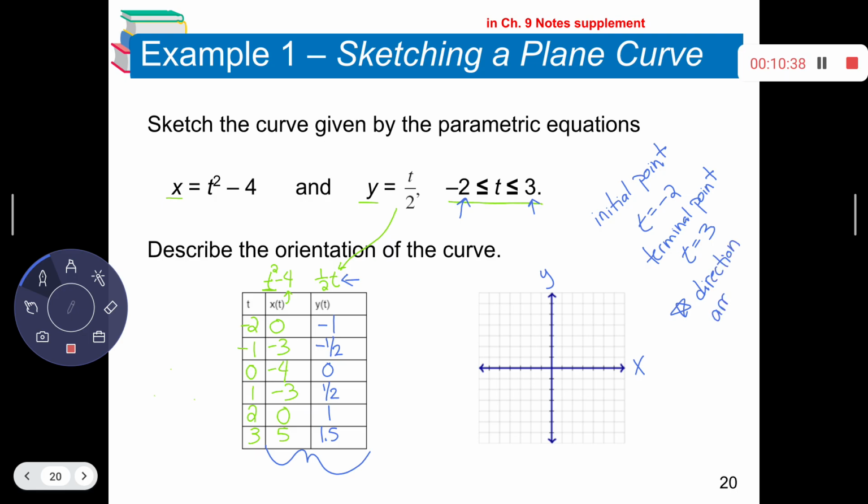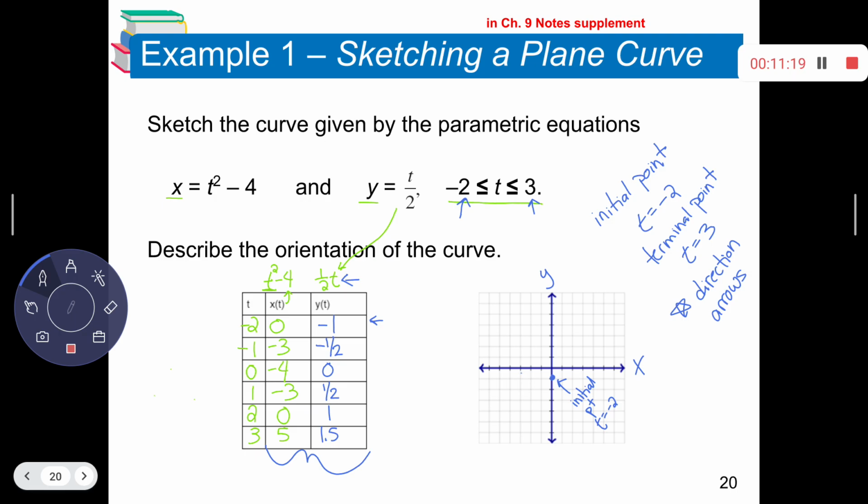I'll show you what those look like on the graph. So the first point that we're going to plot is (0, -1). So over 0, down 1. That is going to be our initial point, or our starting point. And remember, that happens at time equals -2. So when time is -2, which seems weird, we are at (0, -1). The next point is (-3, -1/2). So I'm going to go over -3 and down about 1/2.